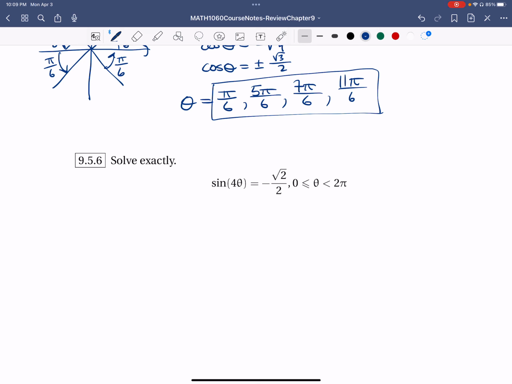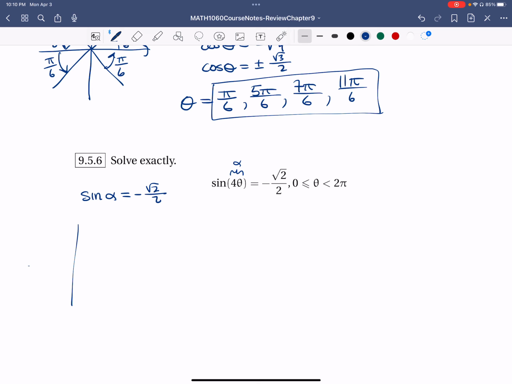Now in this next one, we have multiple angles. So that means that we have sine of something other than 1 times theta. Here we have 4 theta. And so what we can do first would be, let's label that 4 theta as alpha or some other variable name. And that tells us we have what? Sine of alpha equals negative root 2/2.